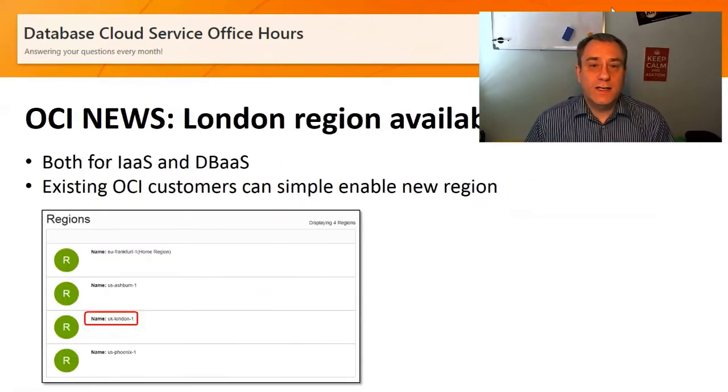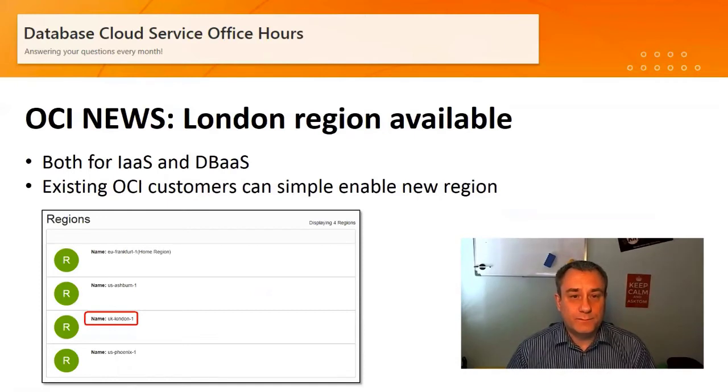Another nice thing on OCI is that we have a new region available. We used to have Ashburn and Phoenix in the United States, and we only had Frankfurt in Europe. So now we have London as well. The London region is available. That comes to 4 regions at this moment.